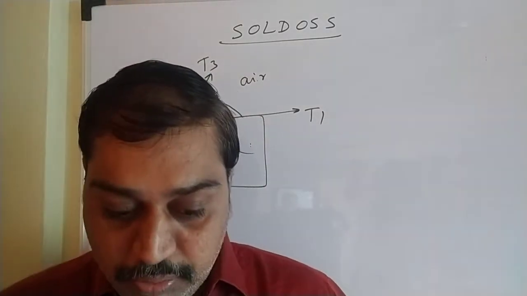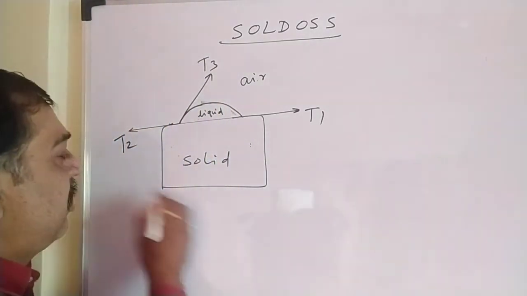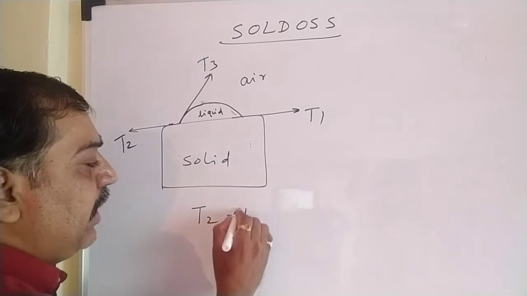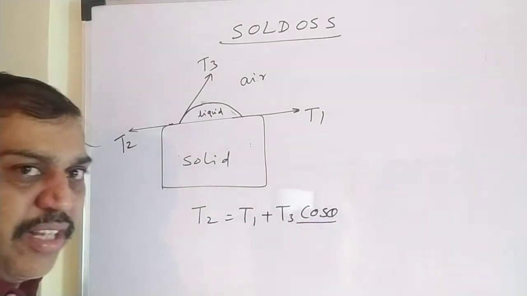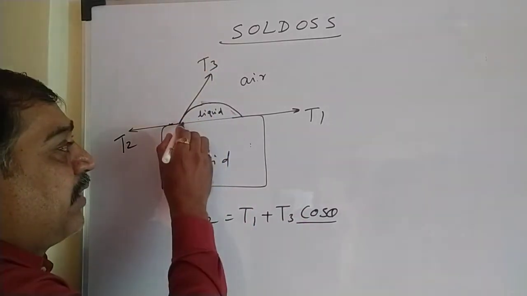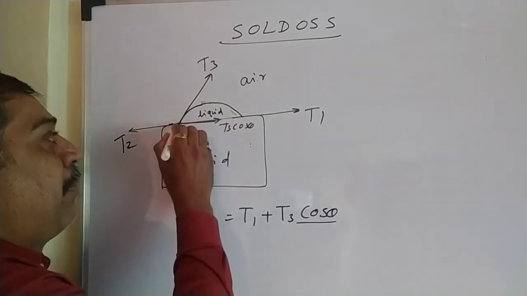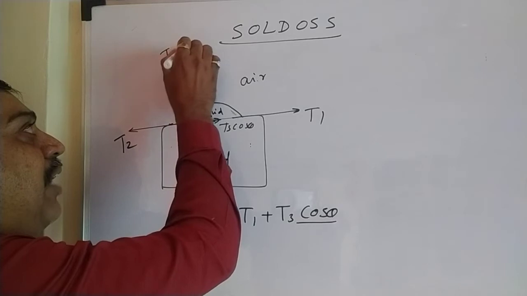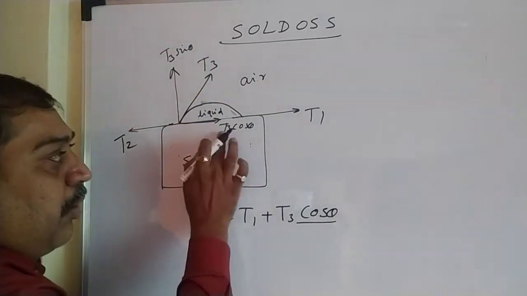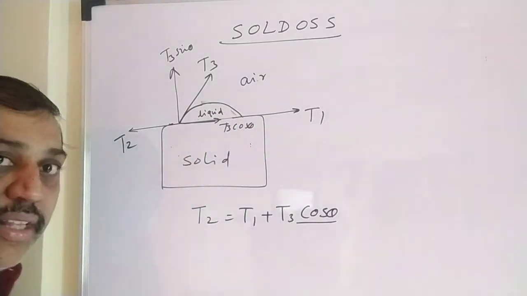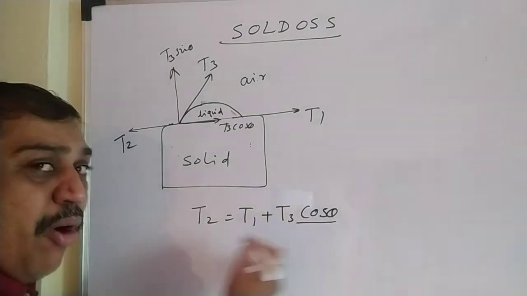From this diagram, we can equate and write a simple equation. What they have written: T2 equal to T1 plus T3 cos theta. Now how does cos come? Here there is no cos. We can resolve this T3 into two components: T3 cos theta, and the perpendicular, T3 sin theta. So taking T3 cos theta, T2 equals T3 cos theta plus T1. From this, just find out the value of cos theta, not T3.